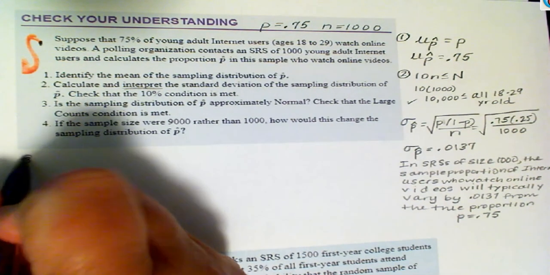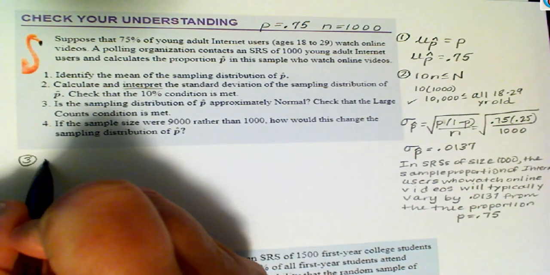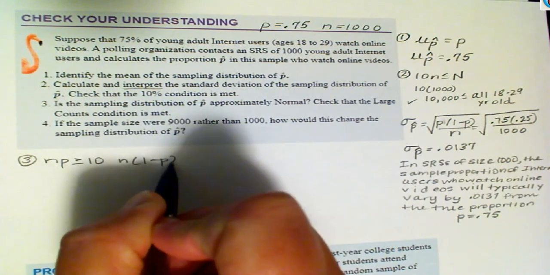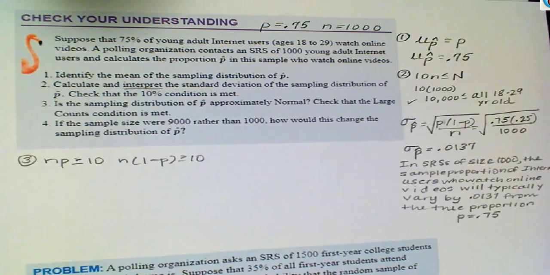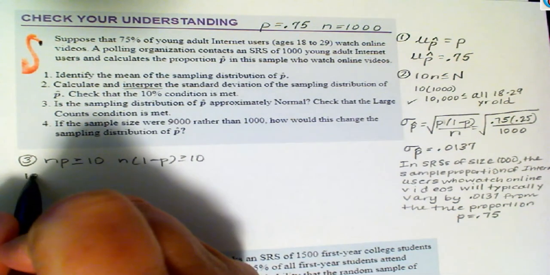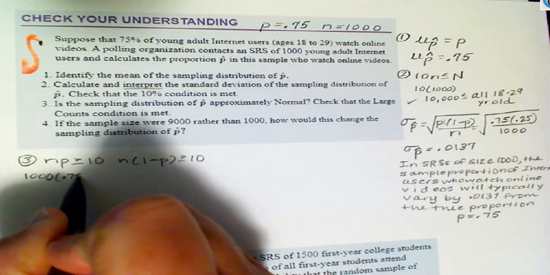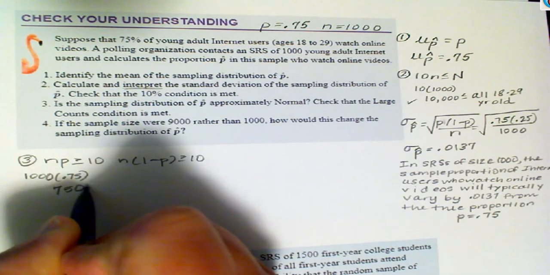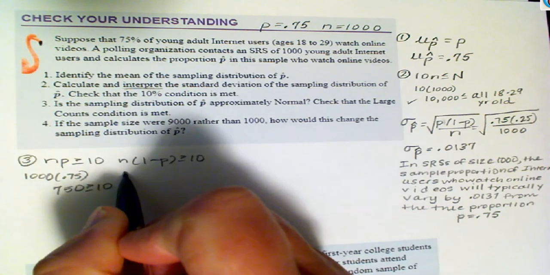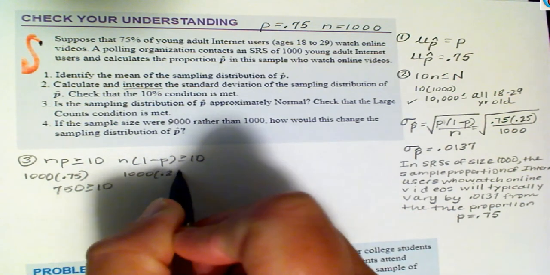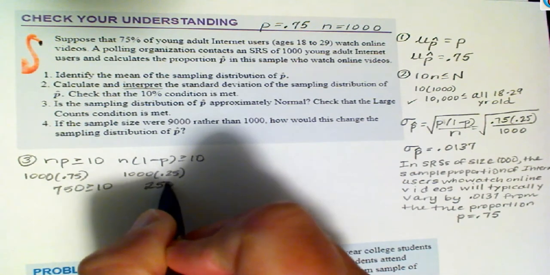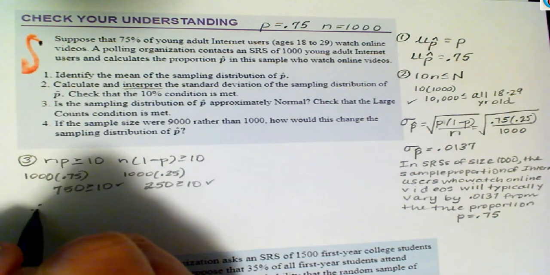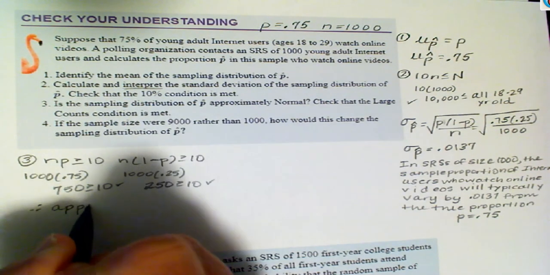So again, the way that we show normal is n times p is greater than or equal to 10, and n times 1 minus p is greater than or equal to 10. So you just do some math here and you sub in n is 1,000, p is 0.75, so that is equal to 750, which is greater than or equal to 10. And then you have 1,000 times 0.25, which is 250, which is greater than or equal to 10. So both of those check. Therefore, we can say that this is approximately normal.